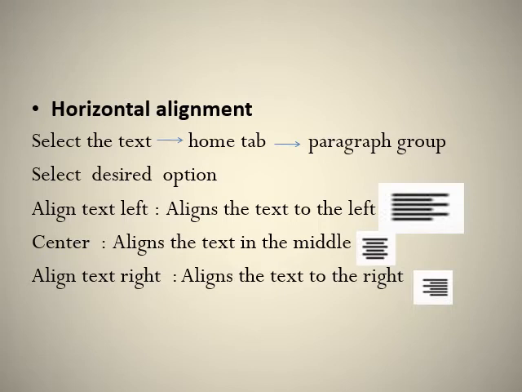Then horizontal alignment. Horizontal alignment has four options: align text left, center, align text right and justify. First we will select the text, then go to the Home tab, Paragraph group, then select the desired option. Align text left means the text will be set towards the left, and center means it will be in the middle of the slide. Align text right means it is inclined towards the right, and justify means both left and right are equal.